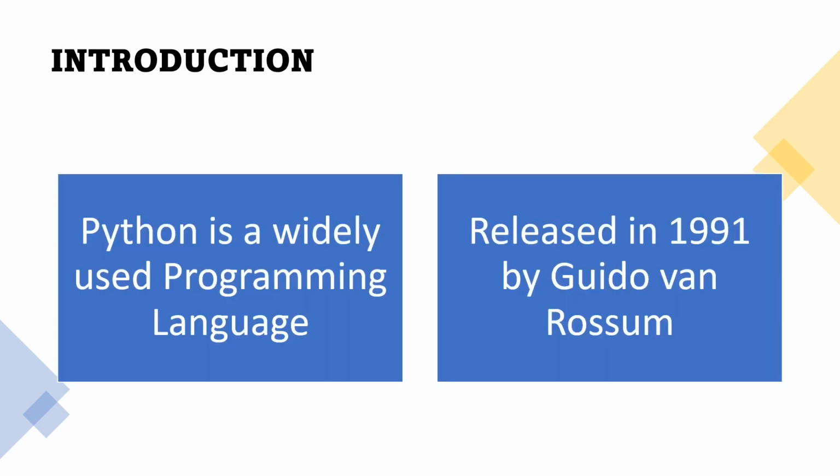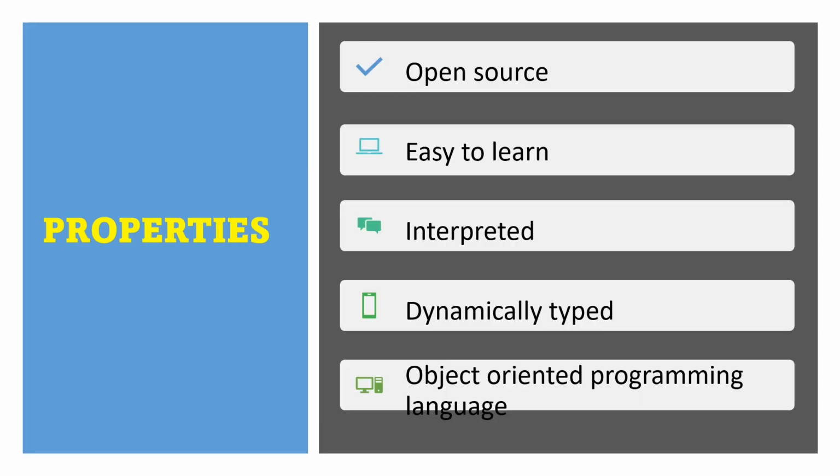Python is a widely used programming language. We will see the reason for that in the next slide. Now we can see who invented Python. It was released in 1991 by Guido van Rossum. Let's see the interesting fact behind the name Python. Guido van Rossum was a big fan of Monty Python's Flying Circus Company, so he named his programming language Python. Compared to other languages, Python has many unique features and advantages.